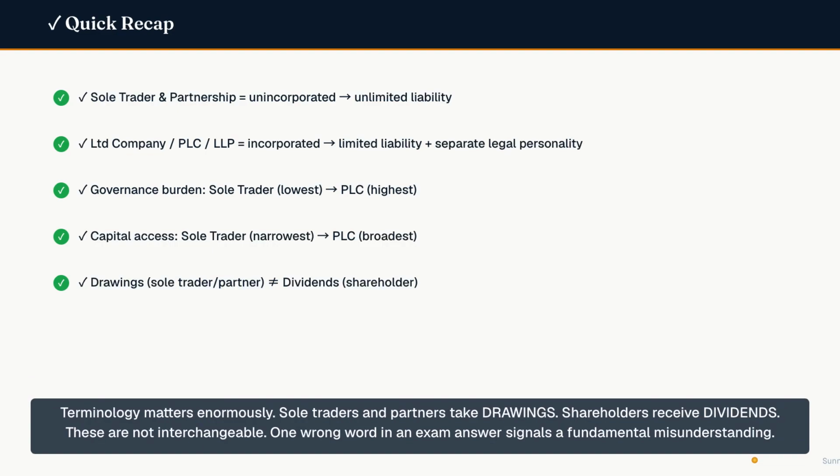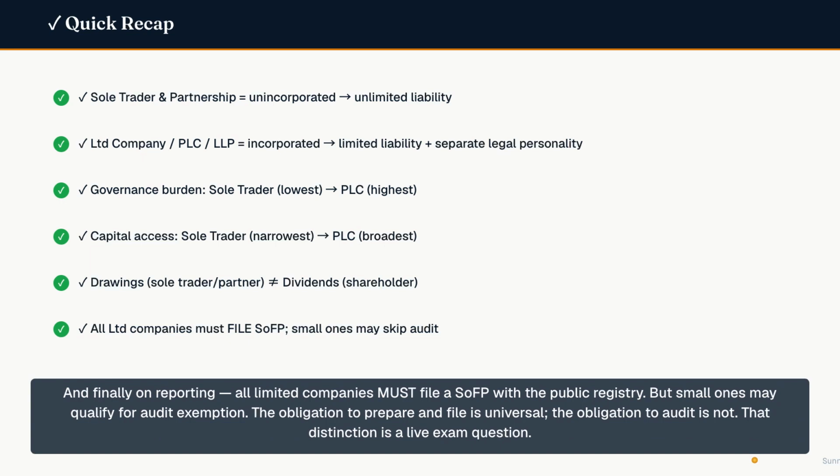Terminology matters enormously. Sole traders and partners take drawings. Shareholders receive dividends. These are not interchangeable. One wrong word in an exam answer signals a fundamental misunderstanding. And finally, on reporting, all limited companies must file a SOFP with the public registry. But small ones may qualify for audit exemption. The obligation to prepare and file is universal. The obligation to audit is not. That distinction is a live exam question.